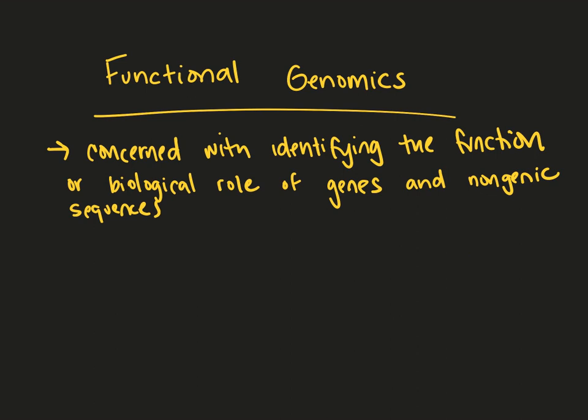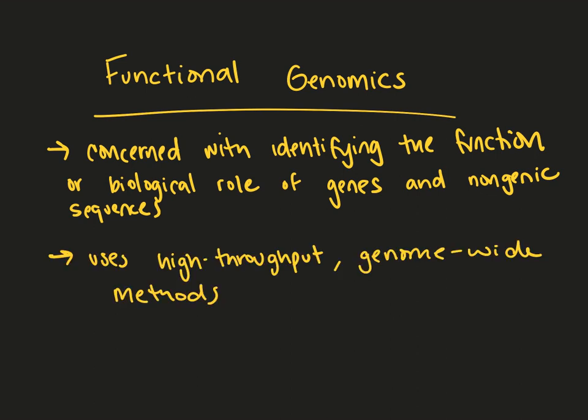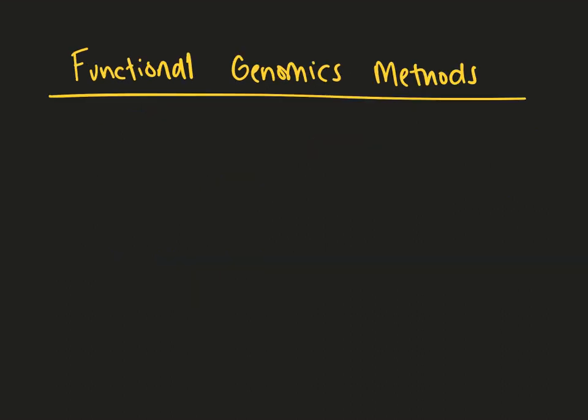The field of functional genomics is concerned with identifying the function or biological role of genes and non-genic sequences in the genome. Another key feature of functional genomics is that it uses high throughput or genome-wide methodologies. This makes it distinct from genetics, which might be asking what is the function of a gene on a more classical gene by gene approach. In functional genomics, we can scan the entire genome for clues about the function of genes.